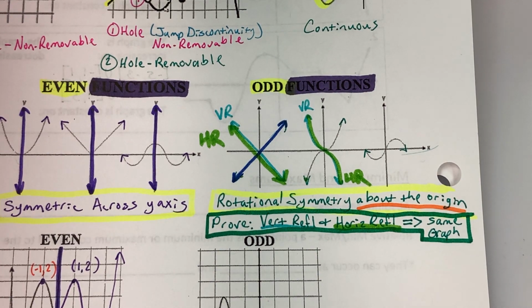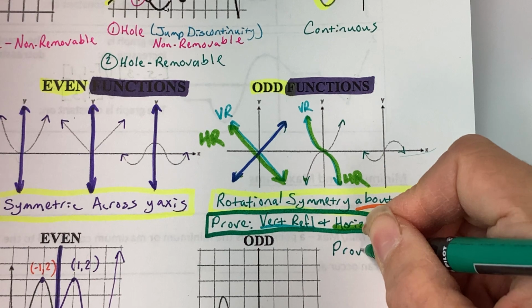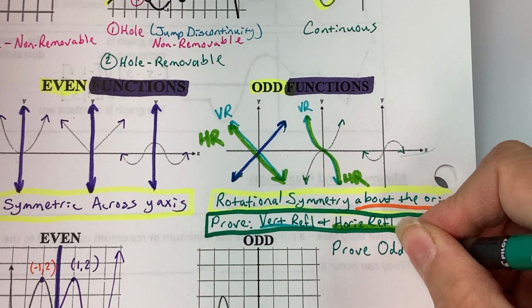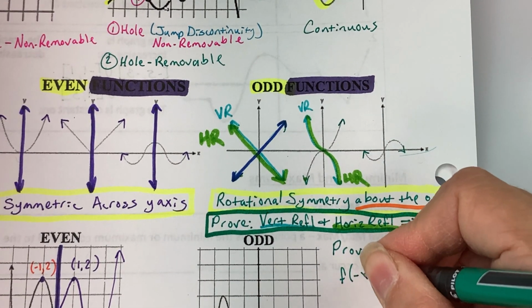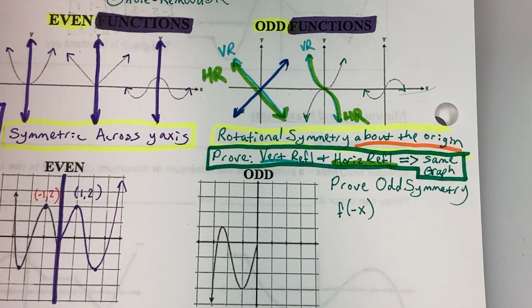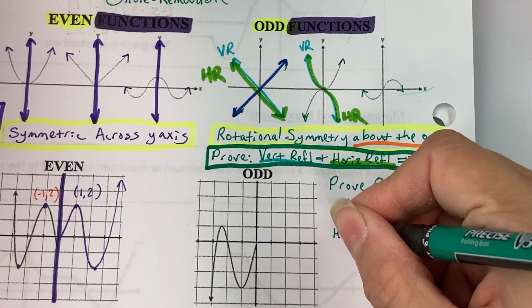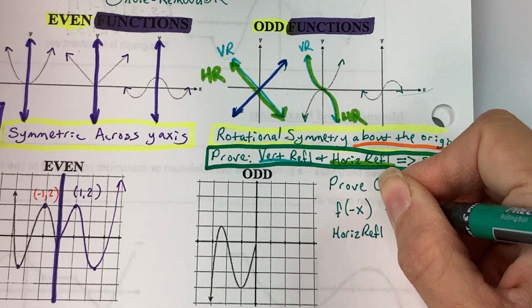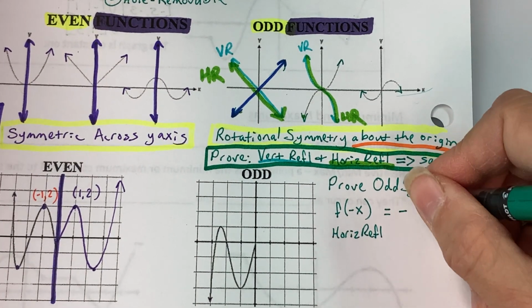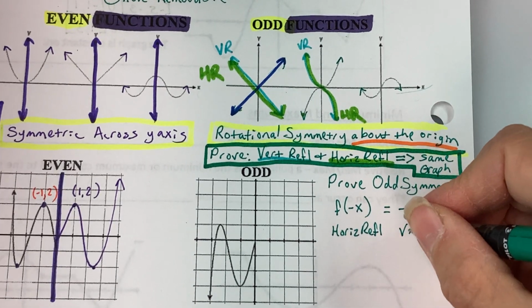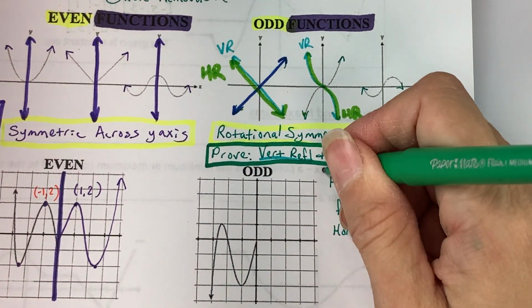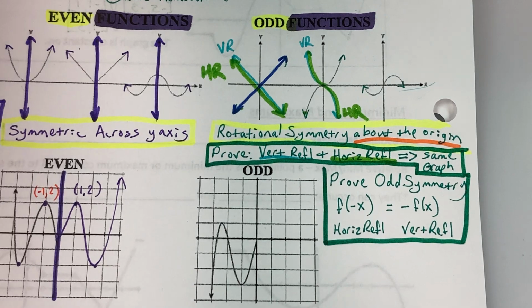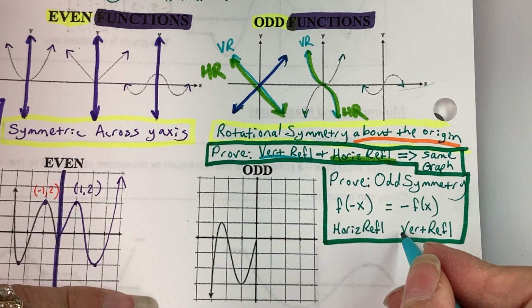So to do that, to prove odd symmetry, we are going to show that f of negative x, which is the function when I do a horizontal reflection, is equal to negative f of x. And that is what doing a vertical reflection looks like. So that is going to be how we prove odd symmetry. So a horizontal reflection gives the same as a vertical reflection.